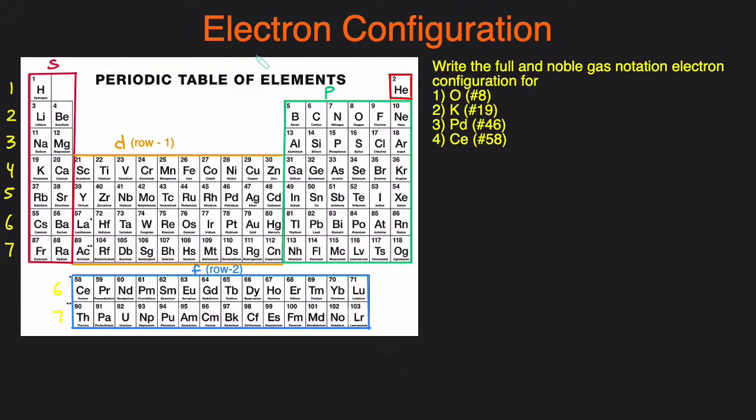In today's video, we'll be going over a quick and easy way to write electron configurations, and that's by using a periodic table. So I have a periodic table right here, and we've broken it down into several components.